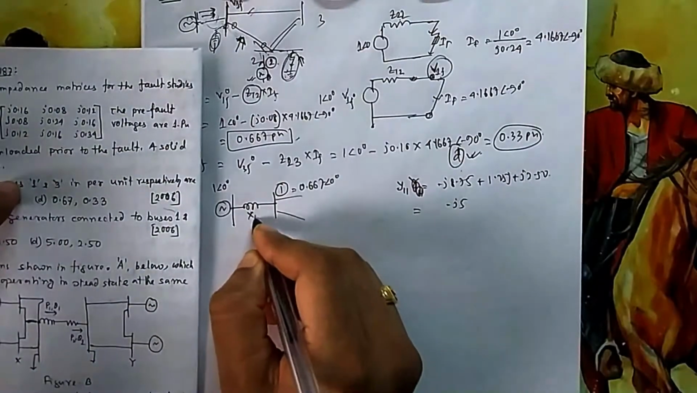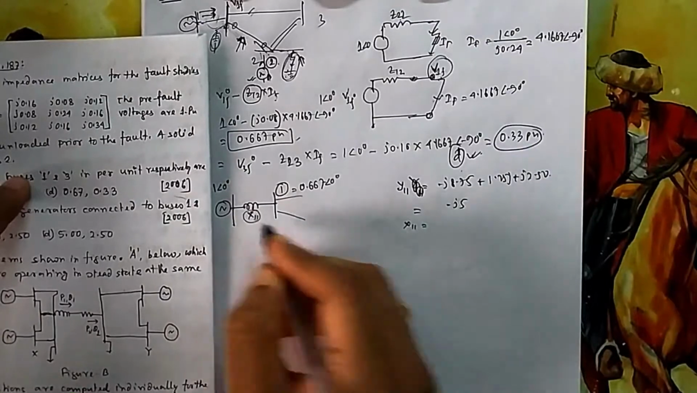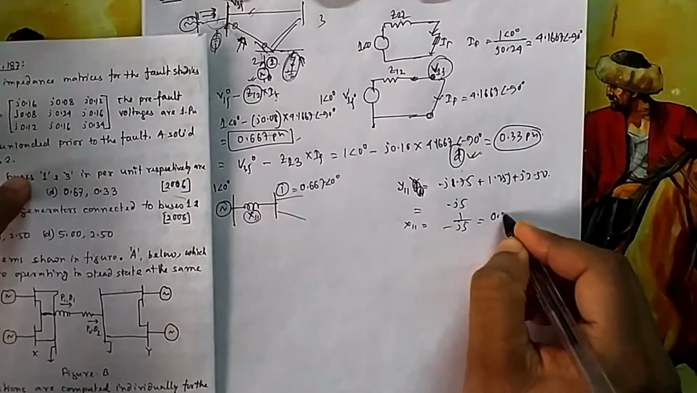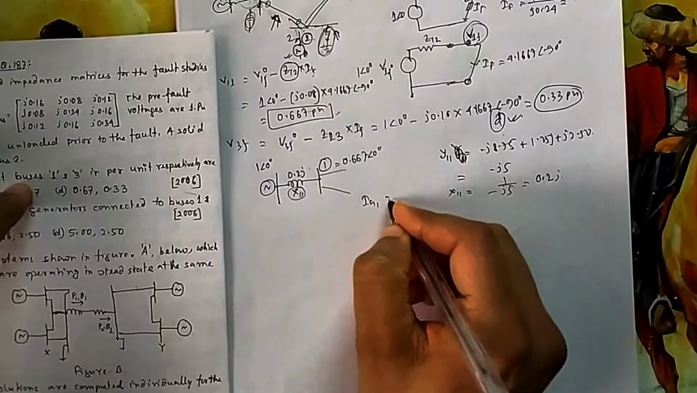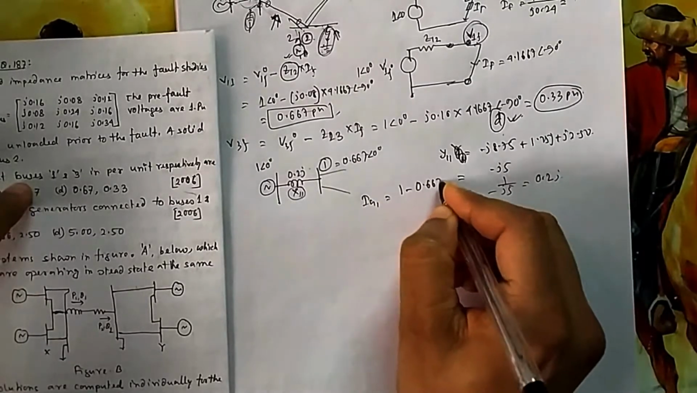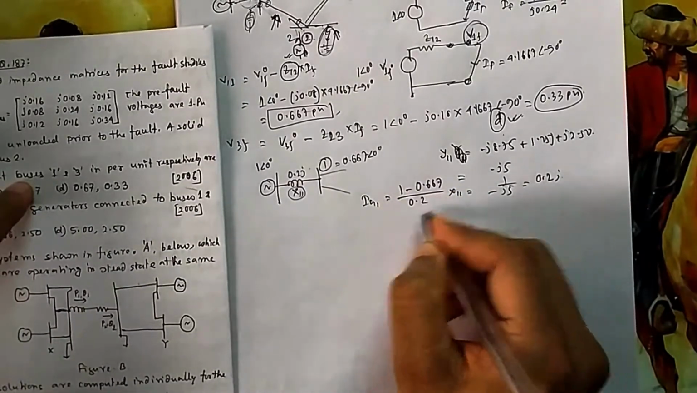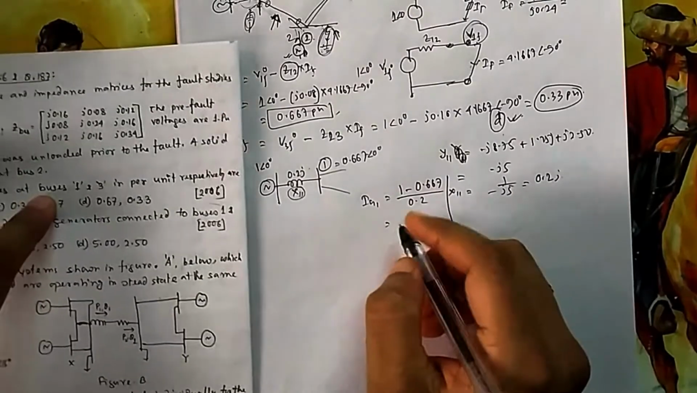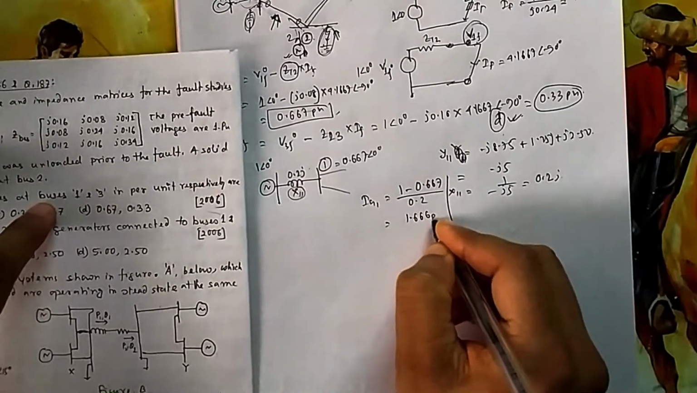So what is your X11? Again, this is the actual X. What will this X be? 1 by J5, that is 0.2. So if you calculate, Ig1 will be equal to 1 minus 0.667 divided by this 0.2. I am not considering the angle, that's why I am not putting J. So it is 1.66 per unit.